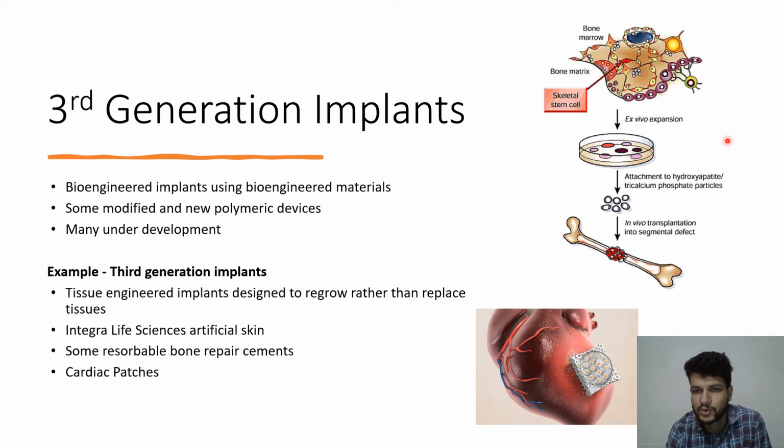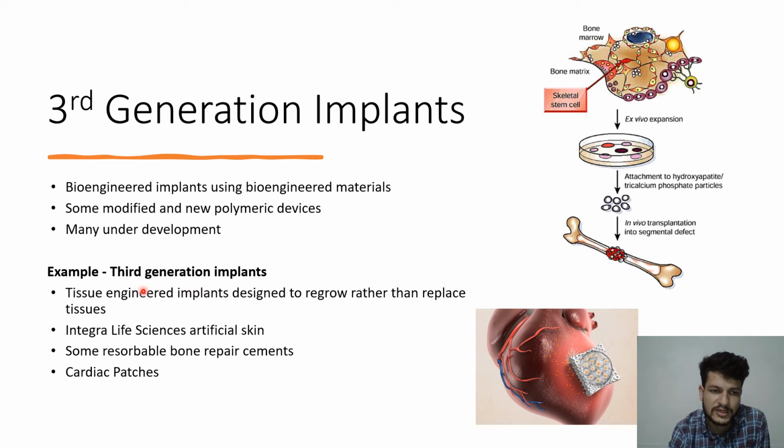And this bone cement contains different cells, such as bone marrow stem cells, which help to regrow this defect. After some time, the bone cement degrades, and the cells in this damaged portion of the bone grow and the bone completely heals.